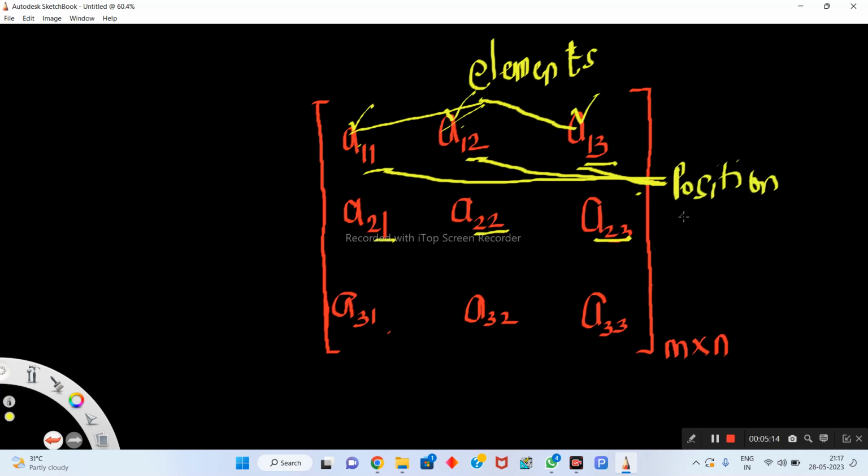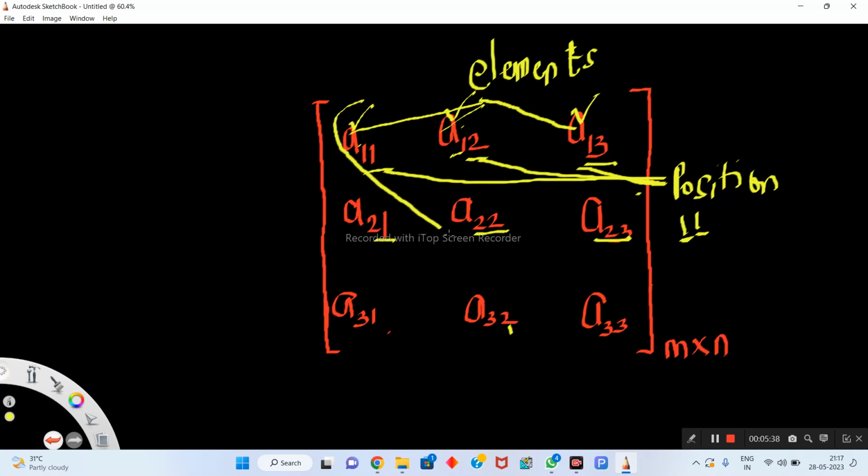Like 1 1, in a sense the A element is in the first row and first column. 1 2, in a sense the second element A is in the first row and second column. You can see it is in the first row and it is in the second column. So these A are known as elements. These positions 1 1, 1 2, 1 3 are known as positions of a matrix.